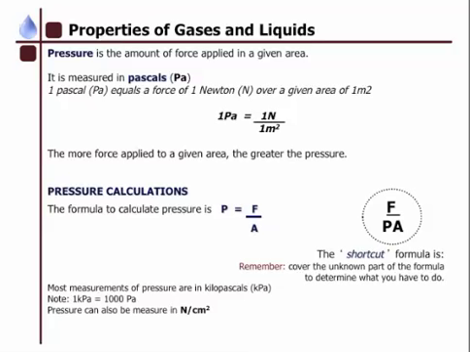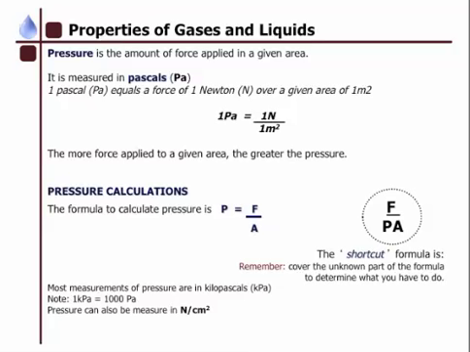Pressure, again, is something that we looked at in our last unit. It is the amount of force applied to a given area. It is measured in pascals. 1 pascal equals a force of 1 newton over an area of 1 meter squared, which is something that we know from, again, our last unit. So the more force applied in a given area, the greater the pressure.